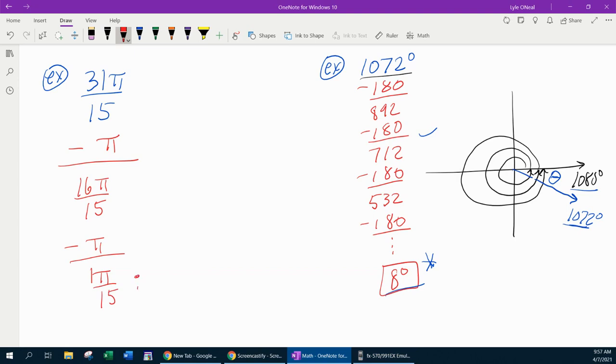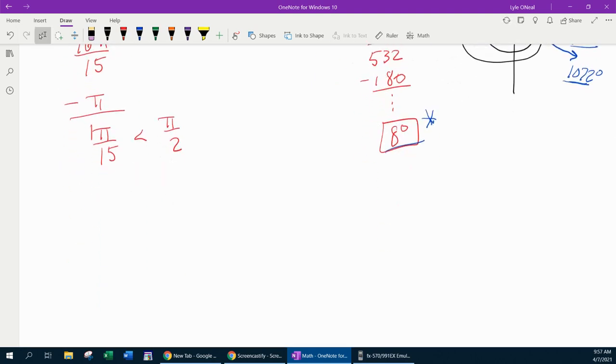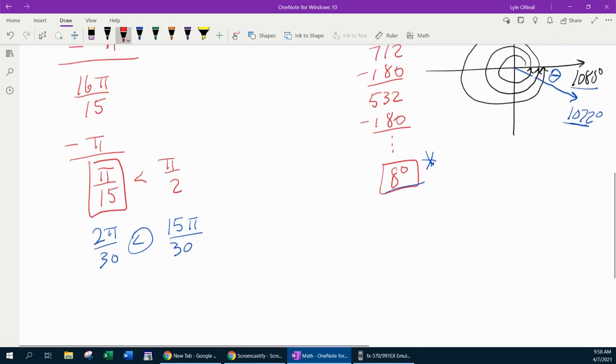Now, if you want to compare that to pi over 2, you're going to have to get a common denominator, okay? Because remember that this angle has to be less than pi over 2, and the common denominator for 15 and 2 is 30. So 1/15 would be 2/30. A half in 30ths would be 15/30. Does that make sense? 15 over 30 reduces to a half. And it's clear to see now that 2/30 is definitely less than 15/30. So our reference angle for this angle would be pi over 15.